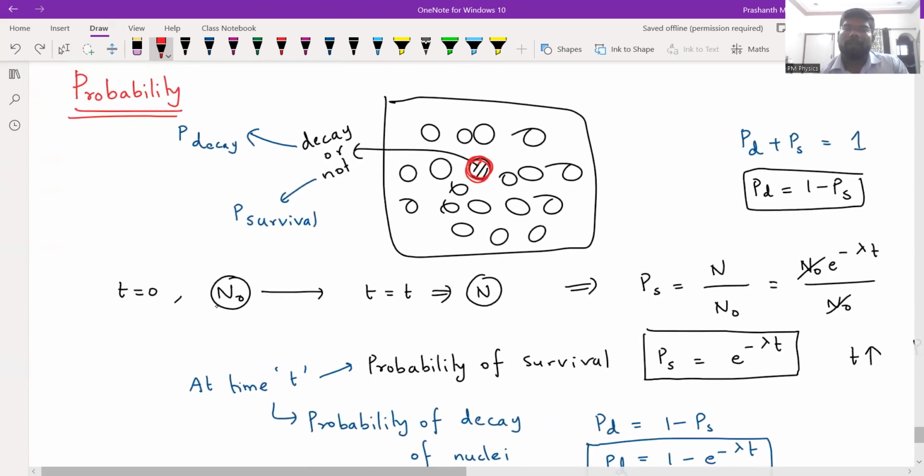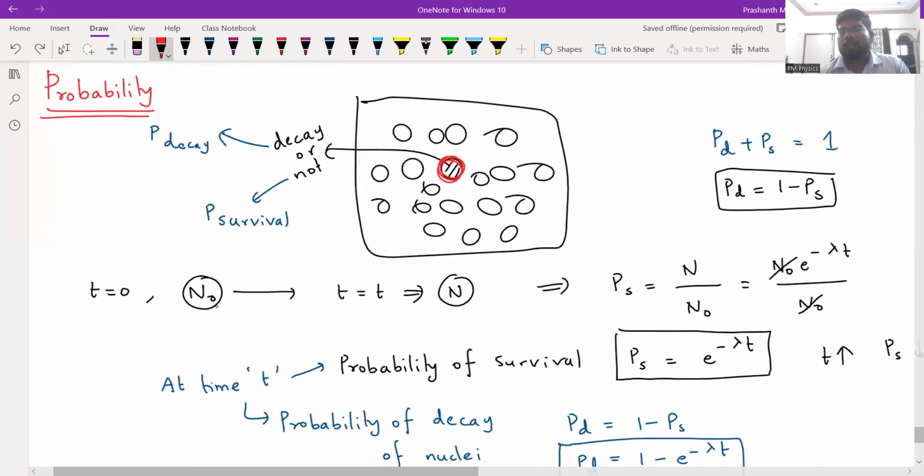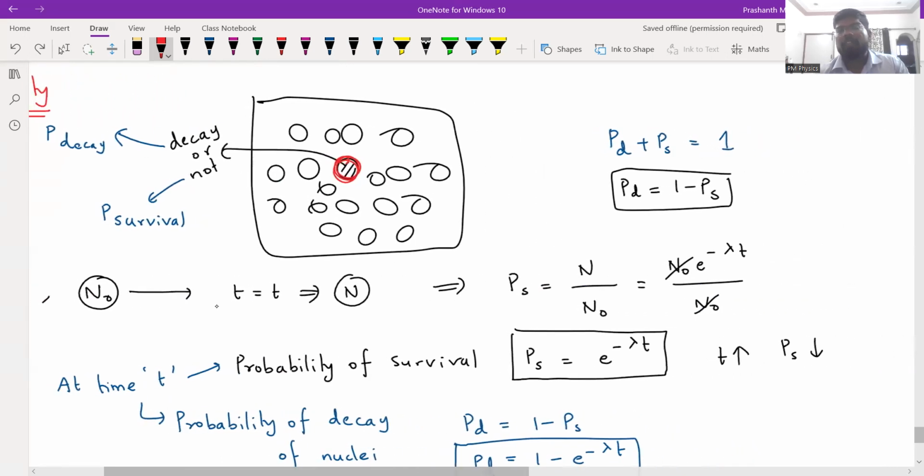If more are present, then there is a chance that... we can say what? The probability of survival is equal to the number which is present. If they are remaining, it means they survive. So the number which are remaining divided by N0 will give you the probability of survival.